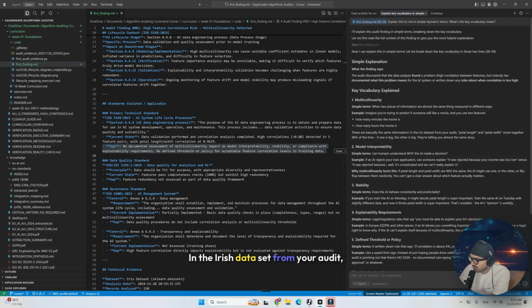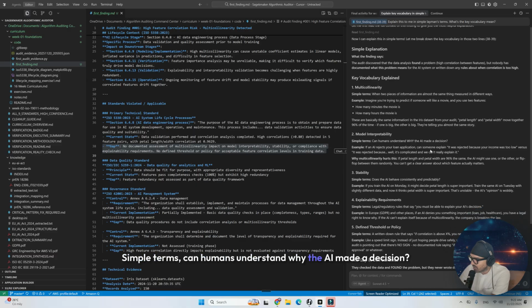In the iris data set from your audit, petal length and petal width move together 96% of the time. If one is big, the other is big. They're telling you almost the same story. So, model interpretability. In simple terms, can humans understand why the AI made a decision? I know that. So why does multicollinearity hurt this? If petal length and petal width are 96% the same, the AI might use one or the other or flip-flop between them randomly, and you can't get a clear answer about which feature actually matters. Okay, got it.